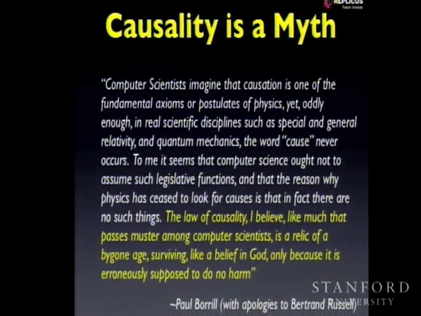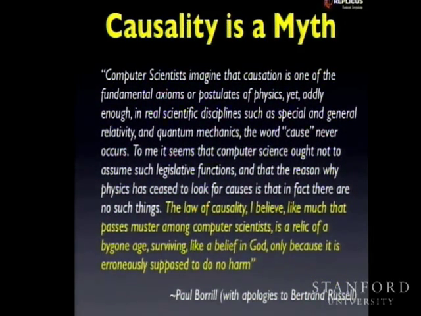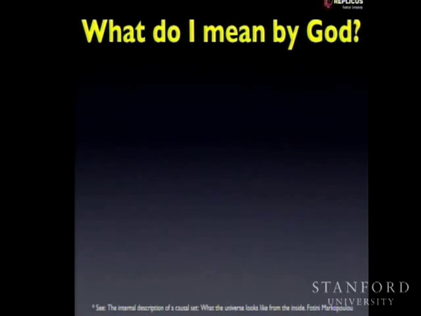is a myth. Computer scientists imagine that causation is one of the fundamental axioms or postulates of physics. And it turns out that if you look at physics, or any of the disciplines in physics, you won't find the word cause used as a postulate or an axiom. In fact, in general relativity, special relativity, and quantum mechanics, everywhere, time is a secondary concept, it's not a primary concept. And yet, computer scientists absolutely insist on using a Newtonian view of time. You might say, well, hang on a minute, this can't be true. Everyone knows that Einstein thought of this as a problem 100 years ago.